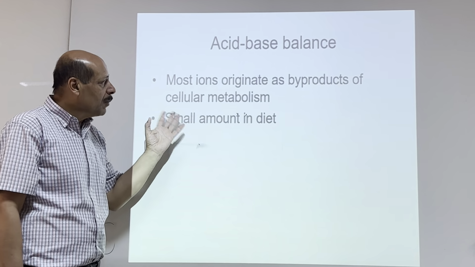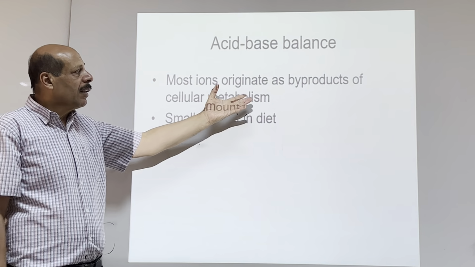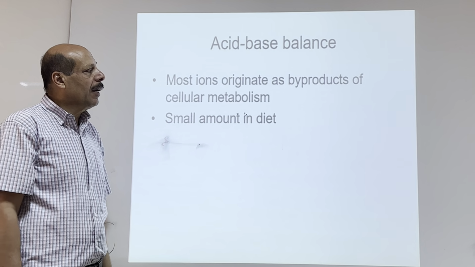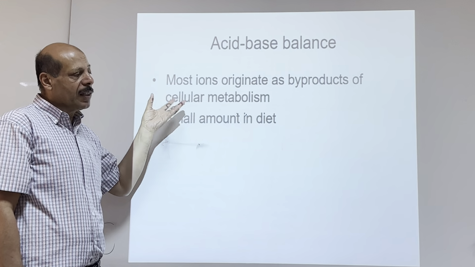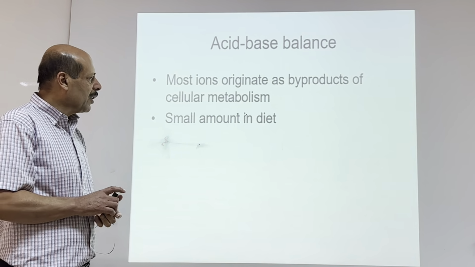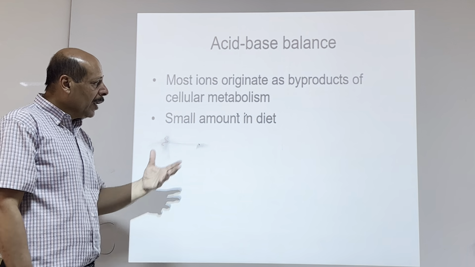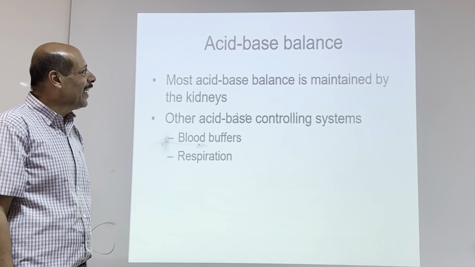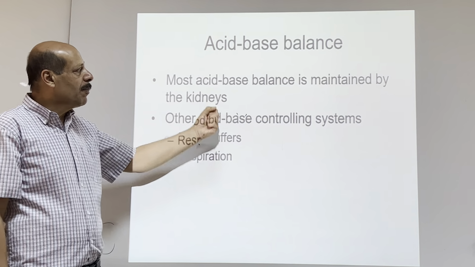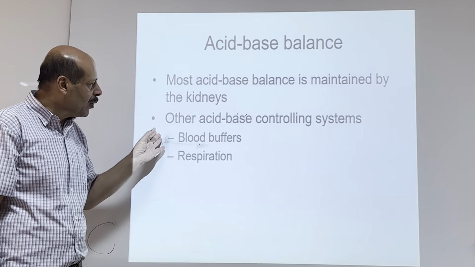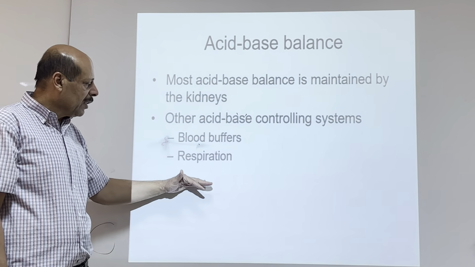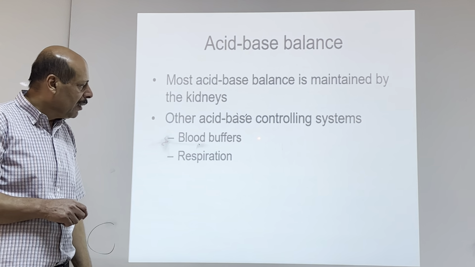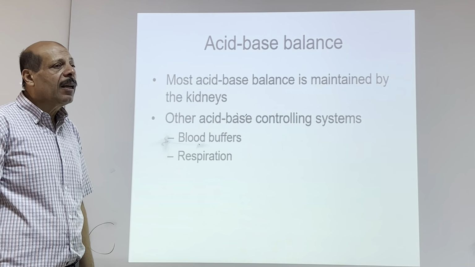For the acid-base balance, most ions originate as a product of cellular metabolism, so they are mostly produced by metabolism inside our body. A small amount comes in the diet. Most of the acid-base balance is maintained by the kidney, as we said. There are two other systems which control the acid-base balance: one of them is the blood buffers, and the other is the respiratory system.